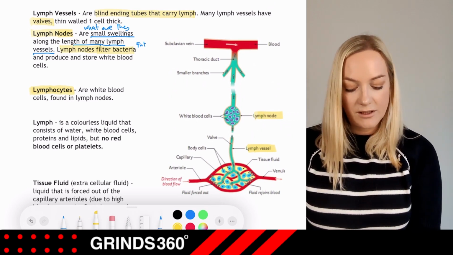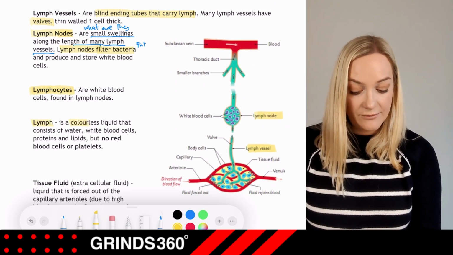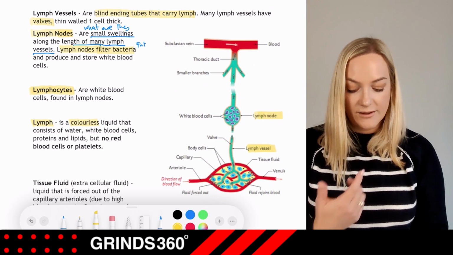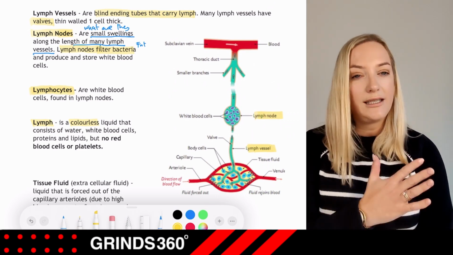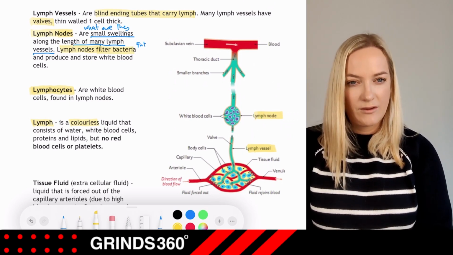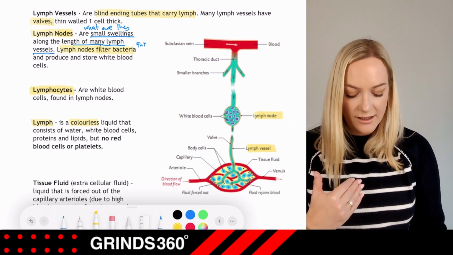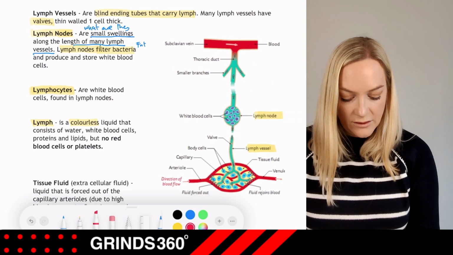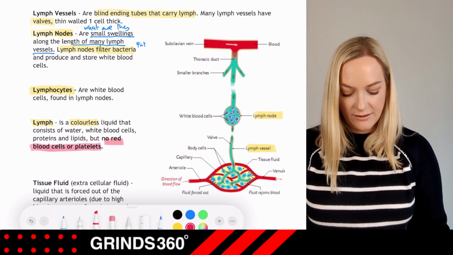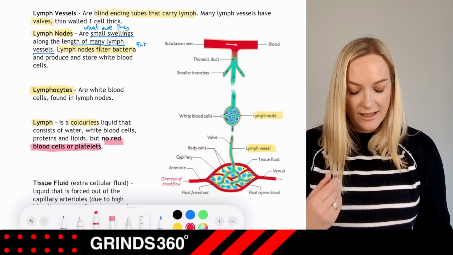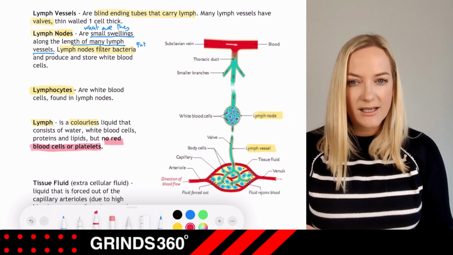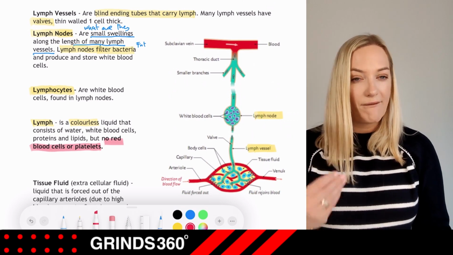Your lymph, which we talked about before, is colourless. What is not in lymph is red blood cells and platelets. Okay, so that's very important. They are not there. What is there is we have our plasma, we have some white blood cells, we have some proteins, and we have fats.